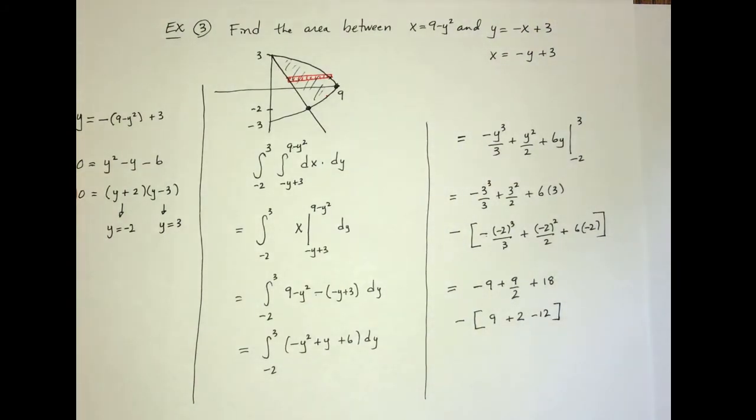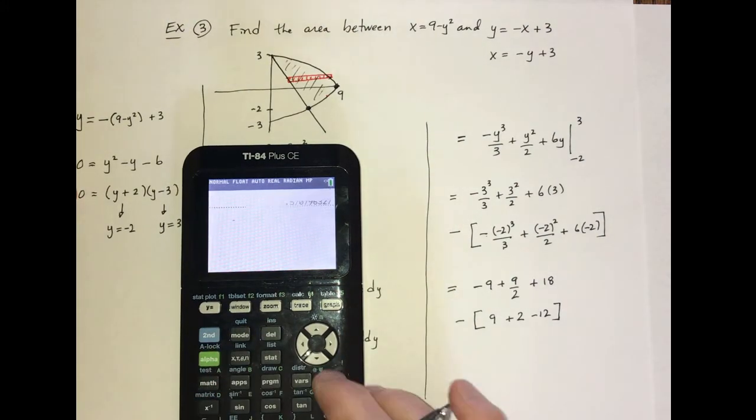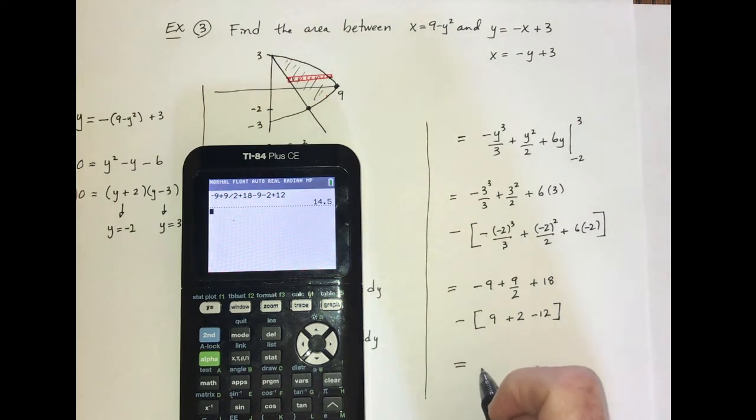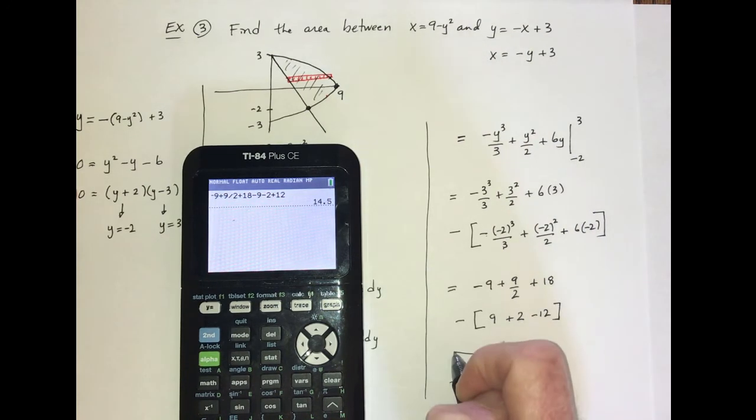So how much is all of that? So there is negative 9 plus 9 divided by 2 plus 18, and then this would be minus 9, minus 2, and plus 12. So the grand total is 14.5. Whatever the units are, it's squared, because we're finding area.